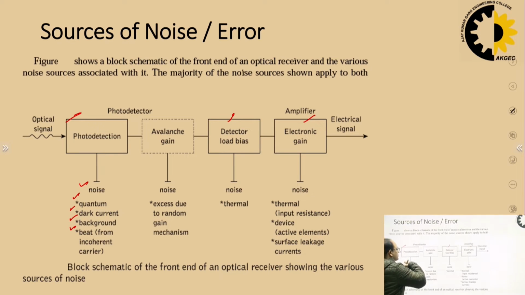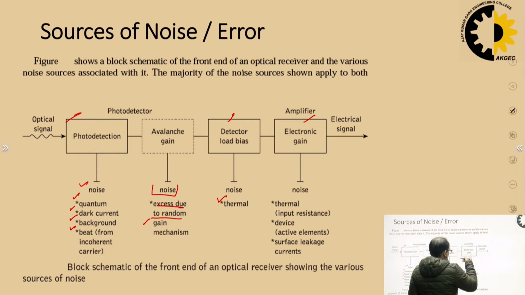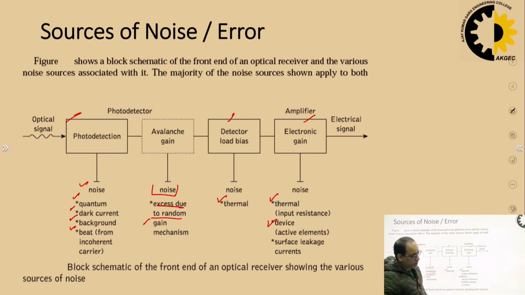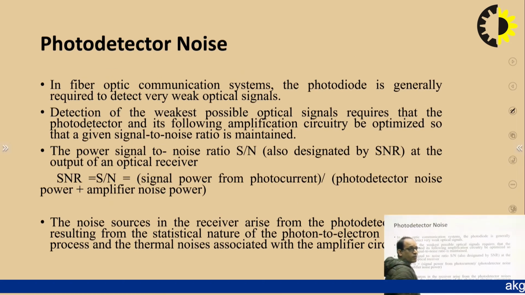If this photodetector is an avalanche photodiode or avalanche photodetector, then there will also be an addition of some excess noise due to the random gain mechanism. Now due to the load resistor, thermal noise will be there, and at the amplifier thermal noise will be there, and the noise due to the active elements, and there will be a surface leakage current in the circuitry of the amplifier. So the photodetector noise.